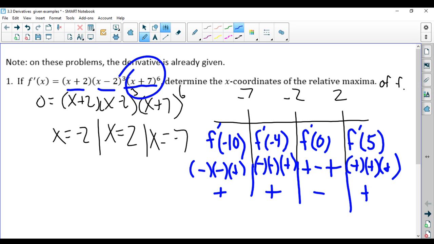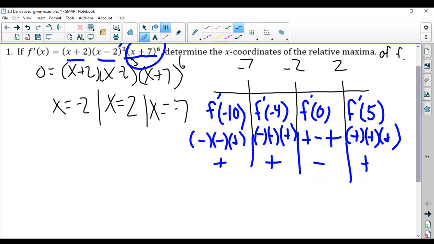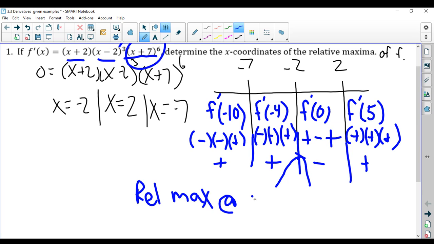Question was, where's the maximum? Well, maximum was when we go from increasing to decreasing, or the derivative goes from positive to negative. The only place that happened is right here. Therefore, we have a relative maximum at x equals -2. Now, normally we would plug that back in to find the y coordinate, but we can't here because we don't have the original function. So we're done with this problem.